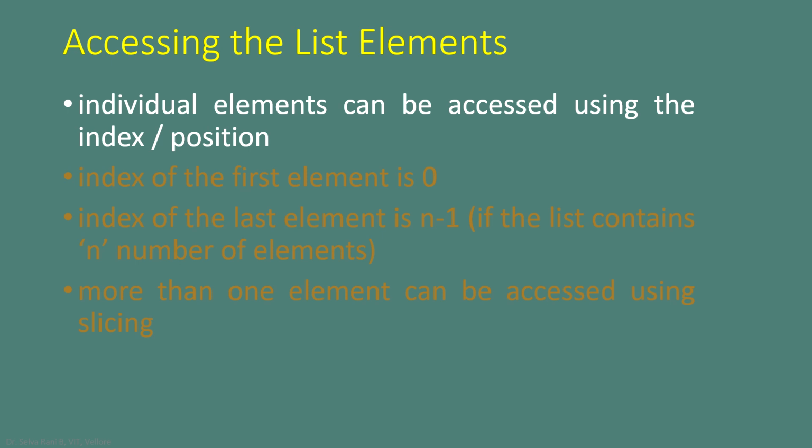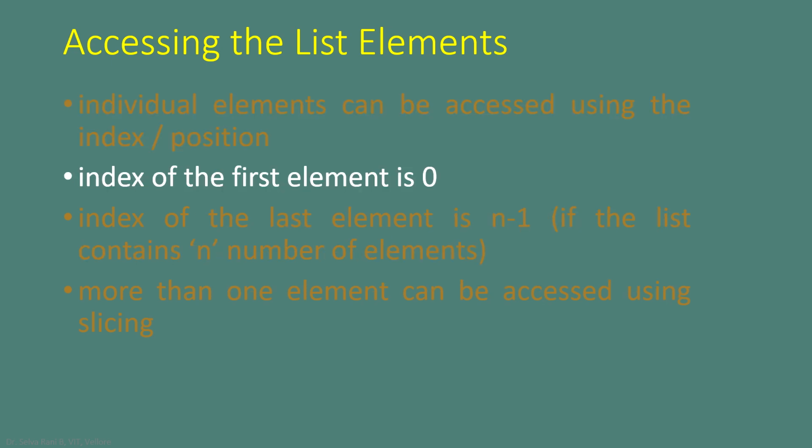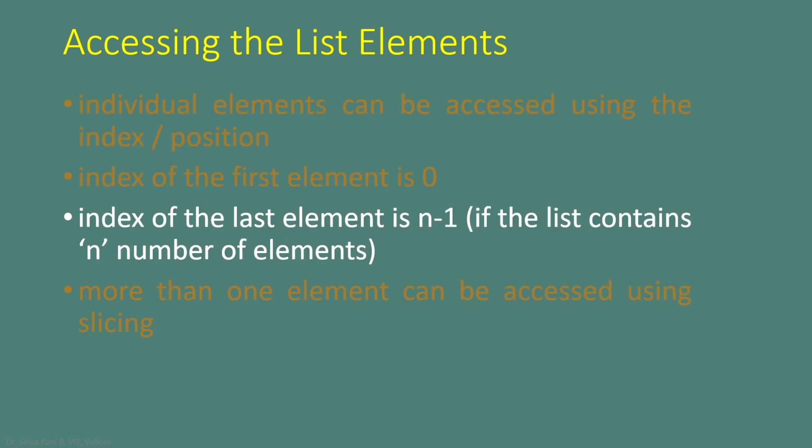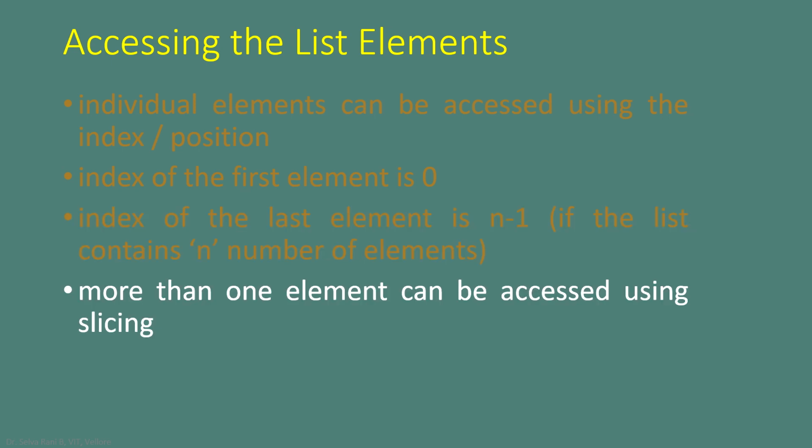Similar to string, list also provides index or position for the elements stored in it. Hence, individual elements can be accessed using their index or position. Index of the first element is 0. Index of the last element in any list is n minus 1 if the list contains n number of elements. And more than one element can be accessed using the concept of slicing.